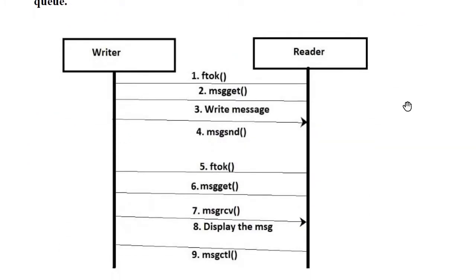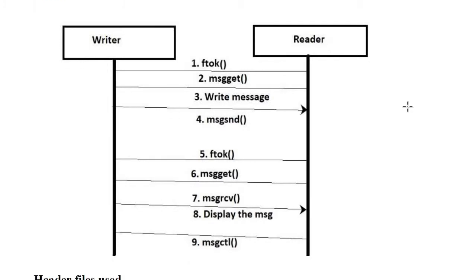See, this is how reader and writer will communicate. First, the writer will use FTOK. It will generate a key. Message get will use this FTOK, take that key value, and then it will write the message, and then it will send this.